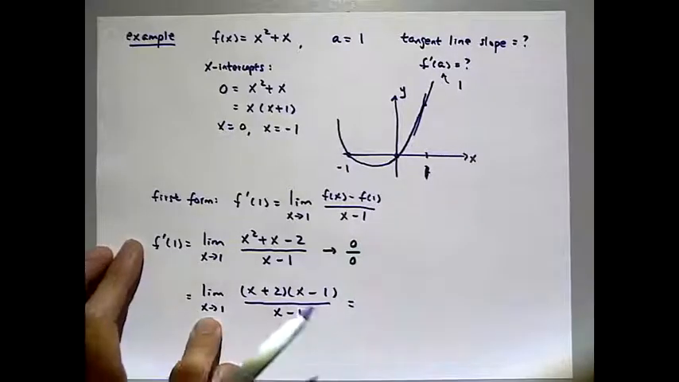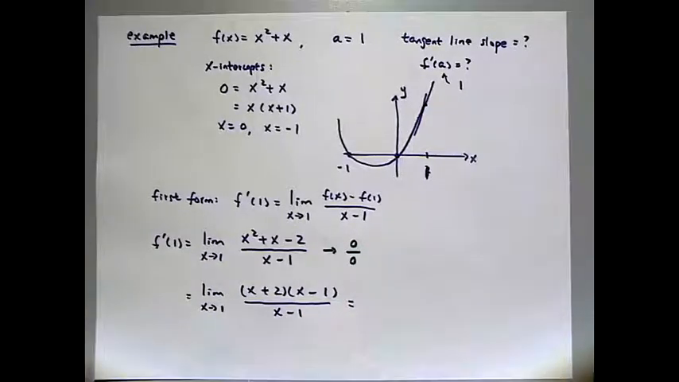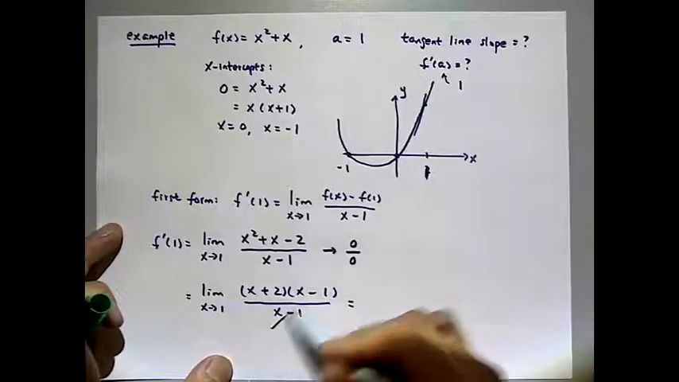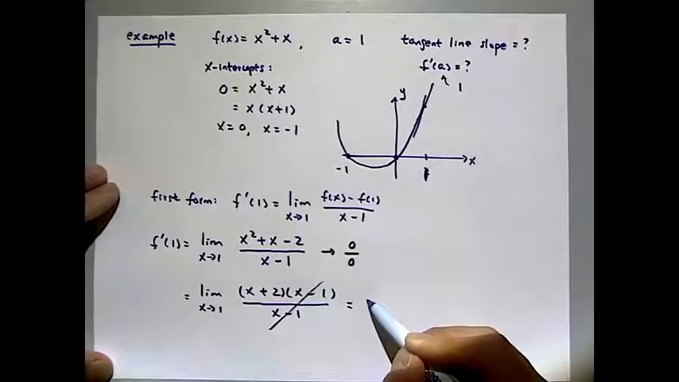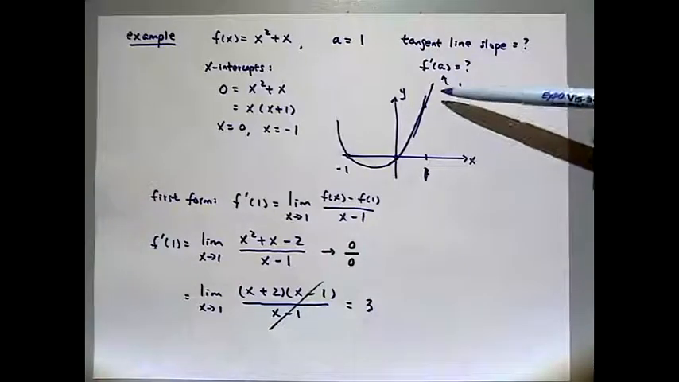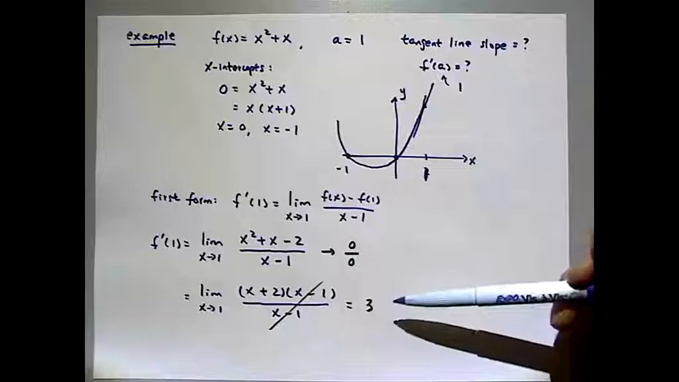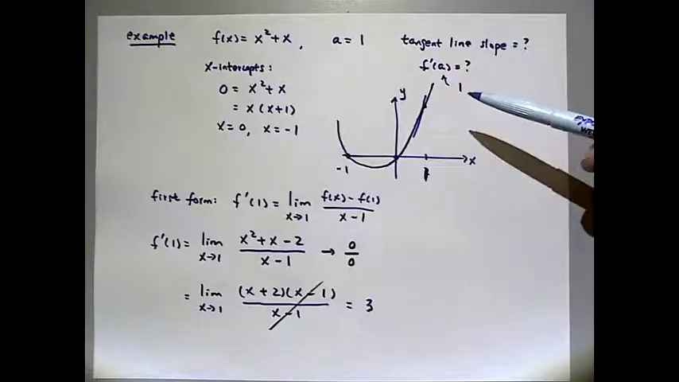And as long as x is not exactly equal to 1, these two things will always be equal, and they can always be canceled. So, get rid of them. And now when x becomes 1, x plus 2 is a continuous function by itself, so we know we can simply put in a 1, and we get a 3. Okay? I expected a positive number, I got a positive number. So at least it has the right sign. The slope of that line is equal to 3.